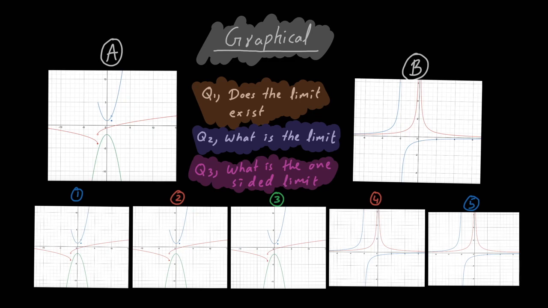The examiner can ask you 3 questions. Question 1, does the limit exist? Question 2, what is the limit? And question 3, what is the one-sided limit? So let's look at the first graph.